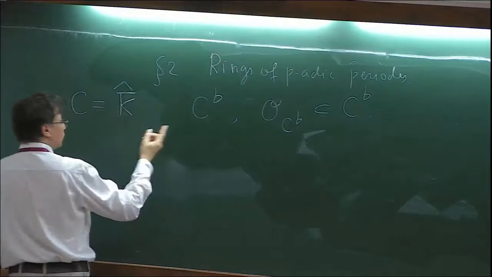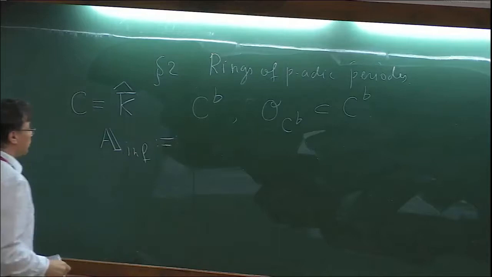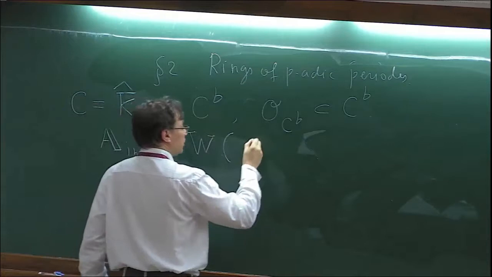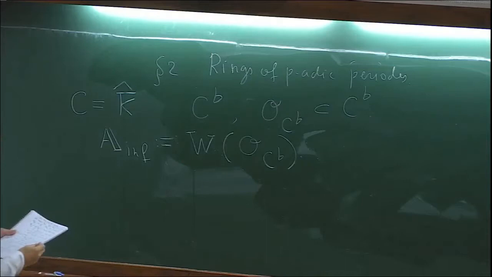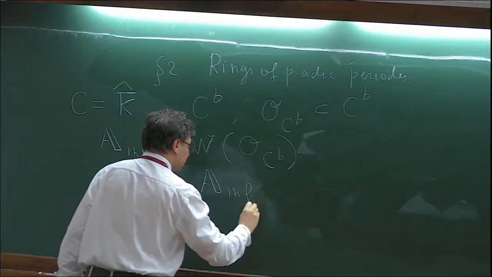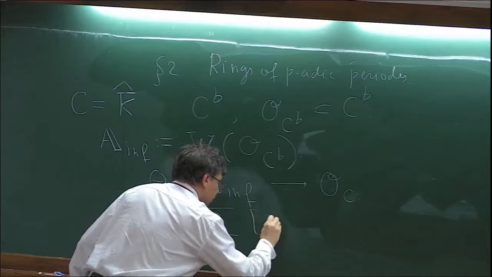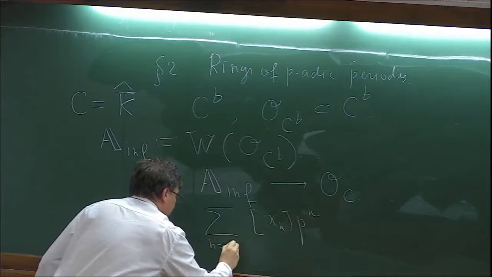So this is a perfect ring of characteristic p. And we need the ring A infinity, which is the ring of Witt vectors with coefficients in this ring. And we consider Fontaine's theta map from A infinity to OC, which associates to each element a sum. So, an infinite sum, each element of A infinity can be written in this form.